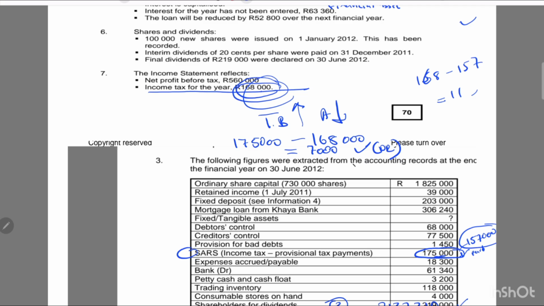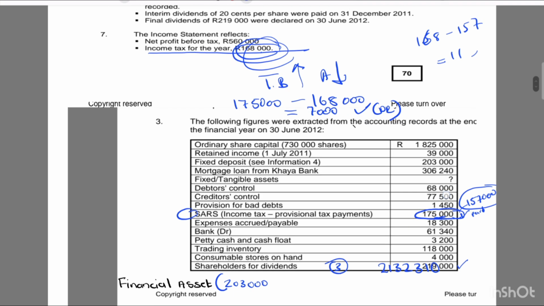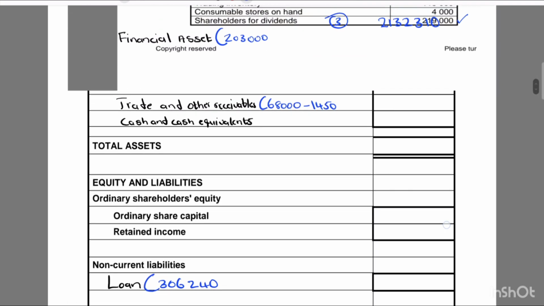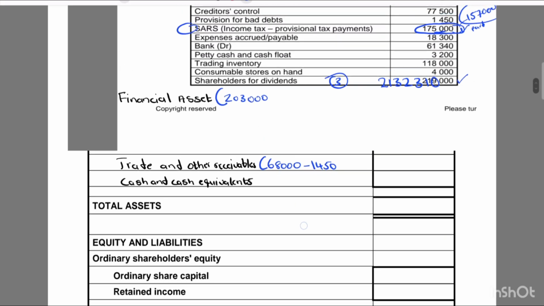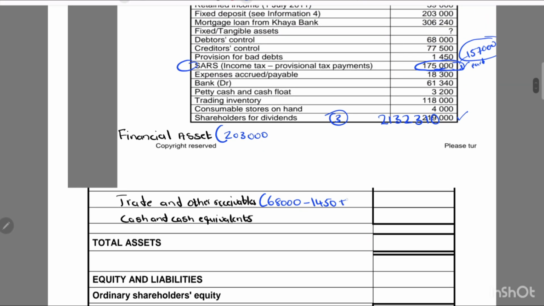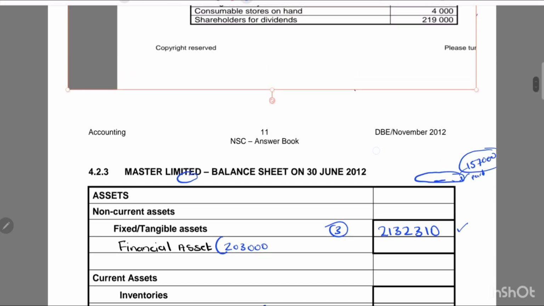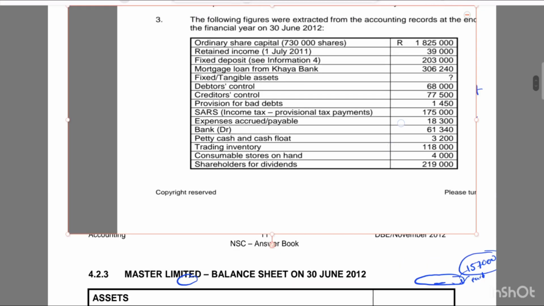But in the scenario that we have here, SARS is owing us, it's an asset on our side. So that's why the amount of 7,000 must be shown under trade and other receivables. It's going to be 7,000 here. And then now we can continue with our information. Okay, let's continue recording what we are given.